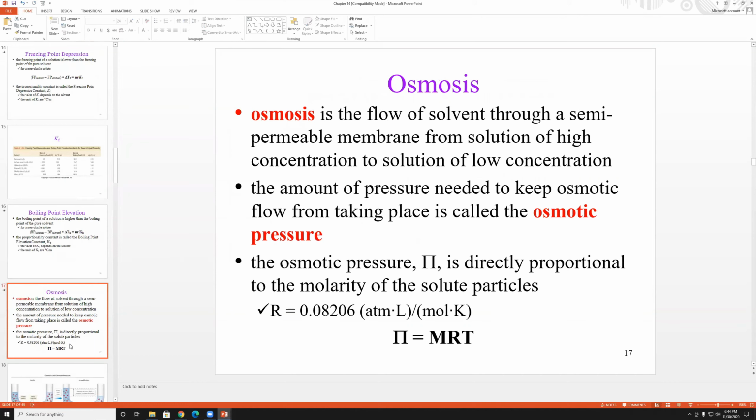Okay, the next one's osmosis, so osmotic pressure. Now, osmosis is, maybe you learned about this in bio when you were in high school, or if you're taking it now. So osmosis is the flow of solvent through a semi-permeable membrane from high concentration to low concentration. So this is how everything in the world moves.